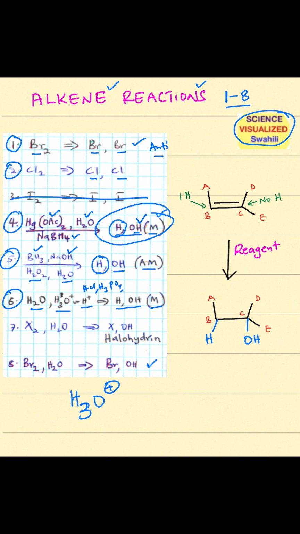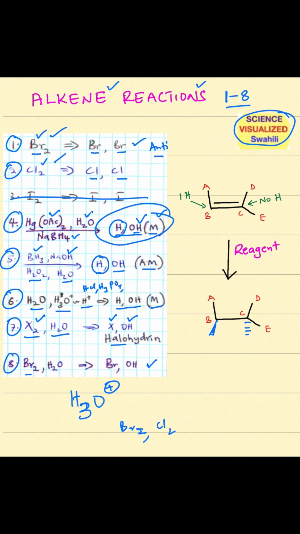Number 7, here we have X2, where X2 is halogen, so it could be Br2 or Cl2, just like what we saw here, but now with water. So what happens is that you end up adding X and OH across the double bond, and that's called halohydrin. The product will be called halohydrin. So you end up adding X to the carbon with the least hydrogen, and then OH to the other carbon. Remember, anything that involves X2, Cl2, Br2 adds anti. That means one group goes in, the other one goes out.